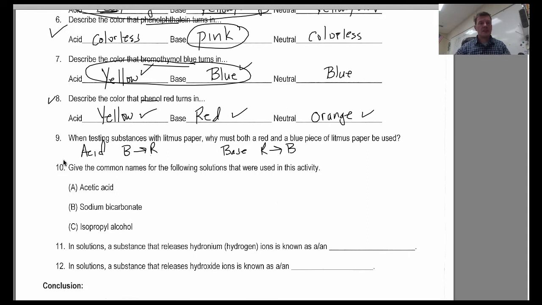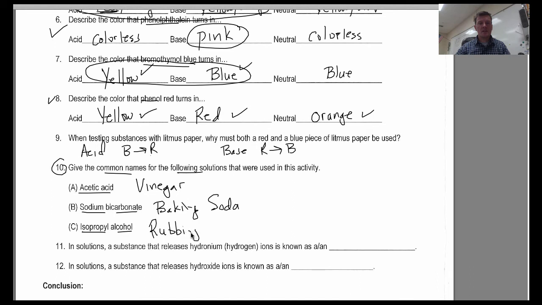All right, number 10 says give the common names for the following substances. I'm just going to give you these. Acetic acid, which we used in our lab, is actually just vinegar. You're familiar with vinegar. Sodium bicarbonate, the household word for that, is baking soda. And isopropyl alcohol is also called rubbing alcohol. You probably have all of these in your house. Okay?